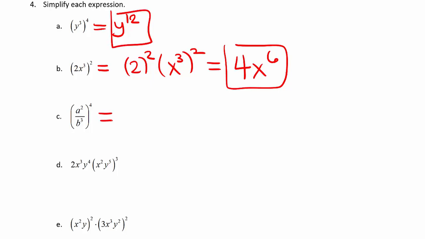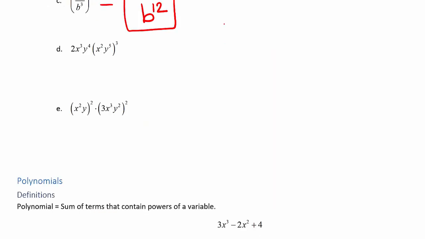Part C is a quotient, so I can also apply that fourth power to each piece separately, and I'm going to multiply the exponents again. That's where the a to the 8th comes from, and then in the denominator, 3 times 4 is 12, so over b to the 12th. Now we can use a combination of these rules together if we need to.